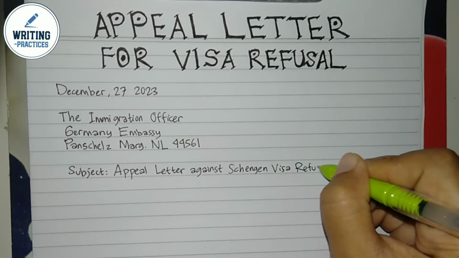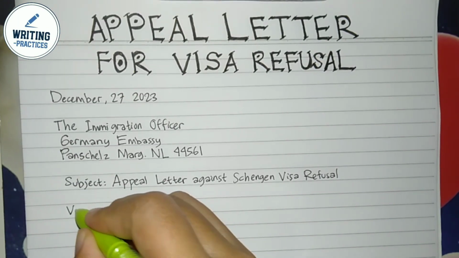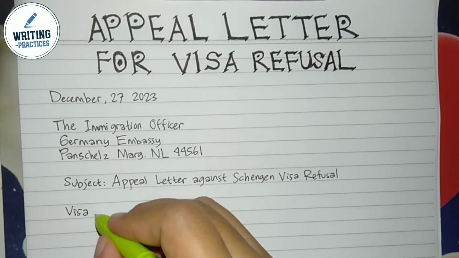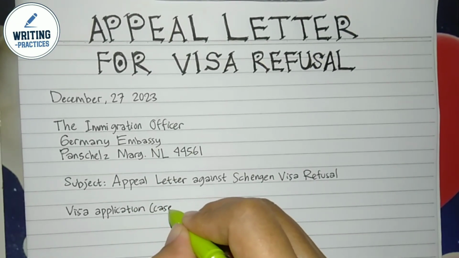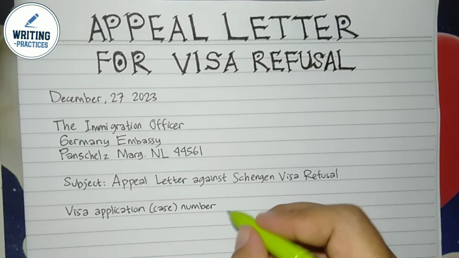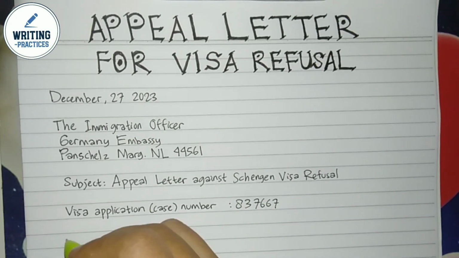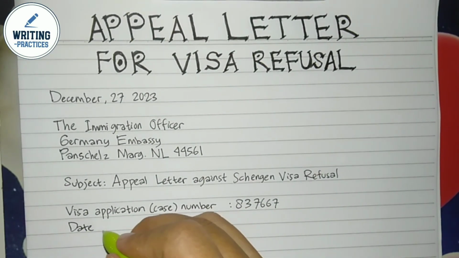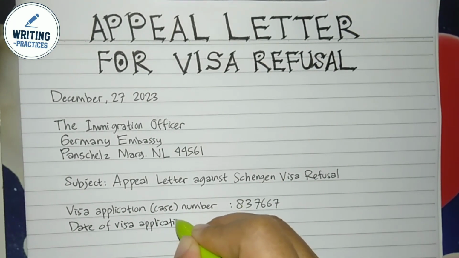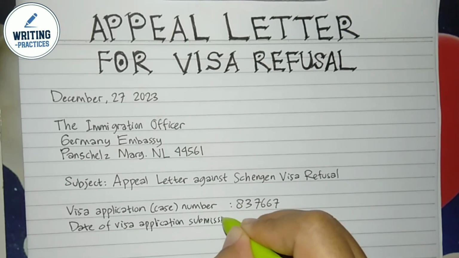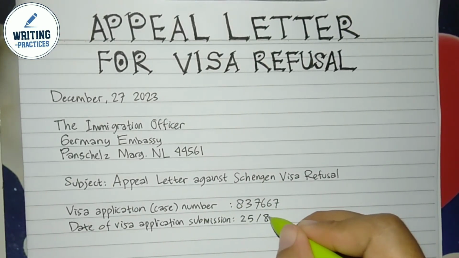Now, you may write the subject of the letter, which is an appeal letter against visa refusal. Don't forget, write details about your visa application such as the number, the date of submission, and the date of denial. It will help the officer to process your visa approval faster.